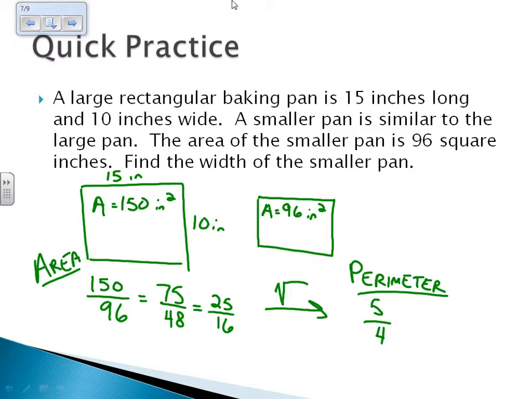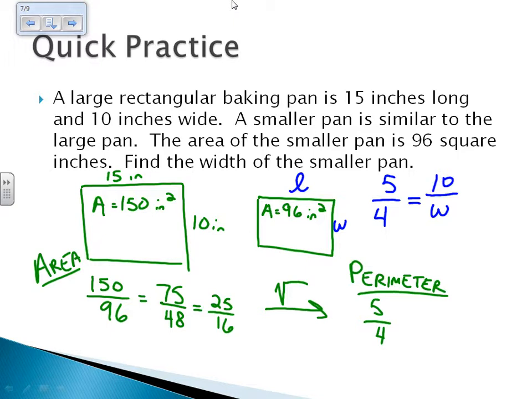At this point we can just set up a proportion. So we know that 5 over 4, big to small, is equal to, what does it want? The width or the length? Which one's length, the longer one or the shorter one? The length is the longer one, and my width is my shorter one. So 5 over 4, big to small, is equal to, I want to find the width of the small one, so W. What's the other number I need to plug in? 10.